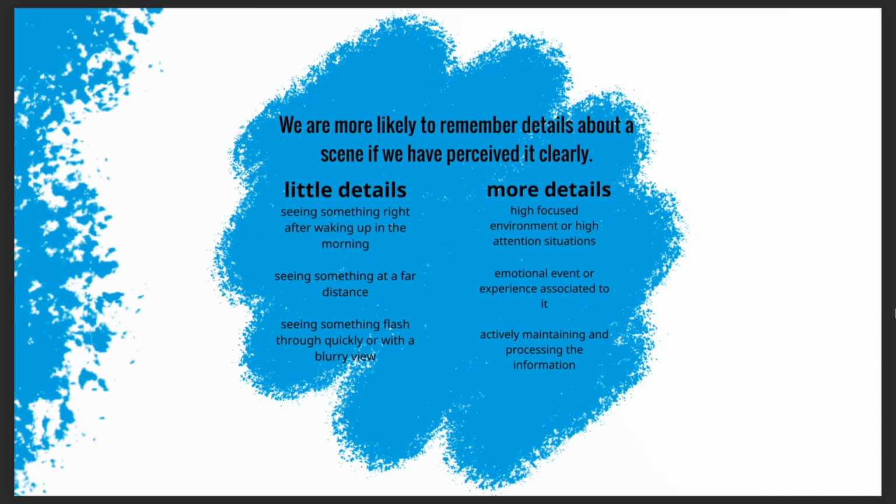An example of that is we are more likely to remember details about a scene if we have perceived it clearly. So, if we have little details or we have perceived it not very clearly, such as seeing something right after waking up in the morning, seeing something at a far distance, seeing something flash through quickly or with a blurry view, we're likely to remember it less than if we were to perceive it with more details, such as in a high-focused environment or high-attention situations where you're really honed in on what you're observing. If there is an emotional event or experience associated with it, we're more likely to remember something that has an emotional association or attachment to us. We are also more likely to remember if we are actively maintaining and processing the information.